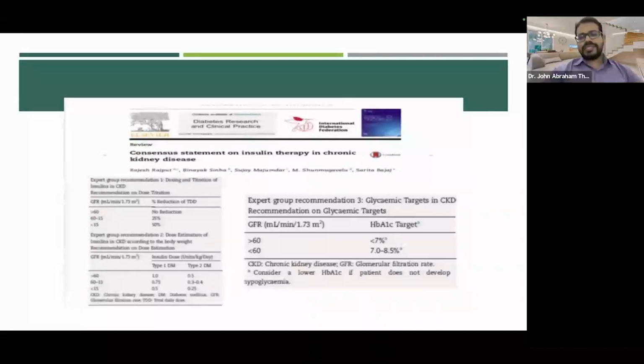And the A1C targets, if the GFR is more than 60, the A1C target is less than 7% when you're using insulin, and less than 60, it's between 7 to 8%.